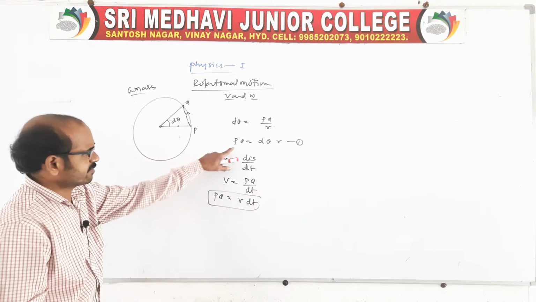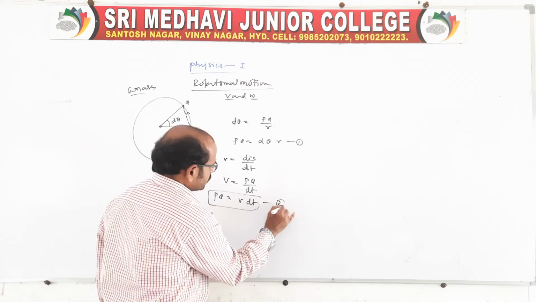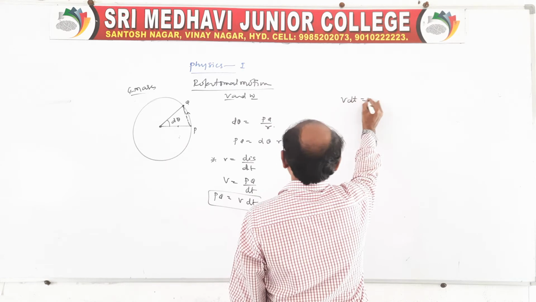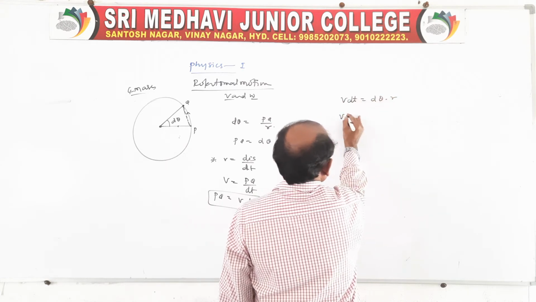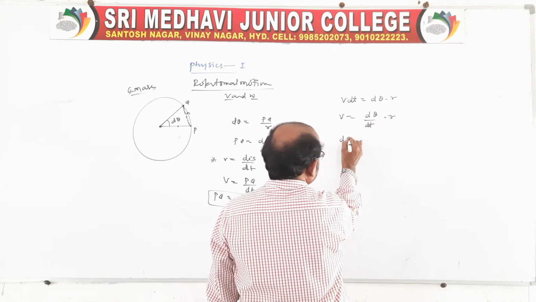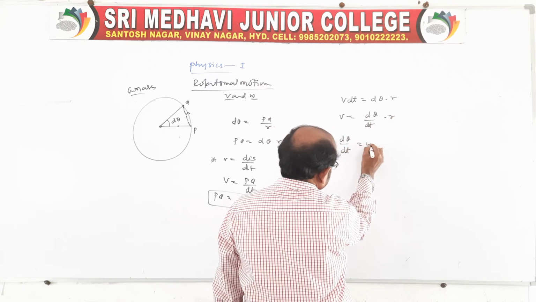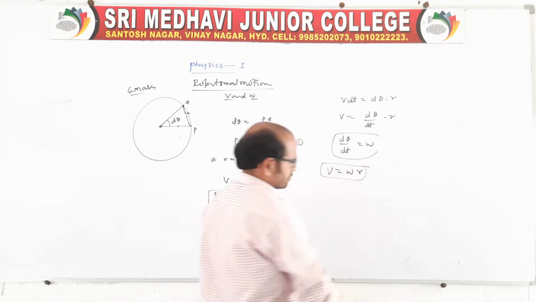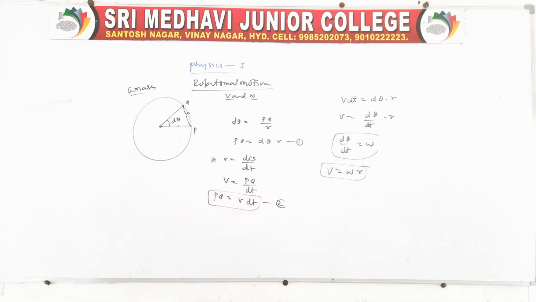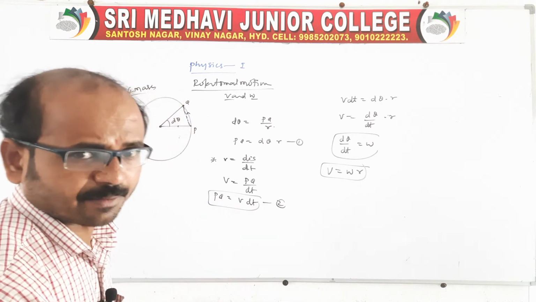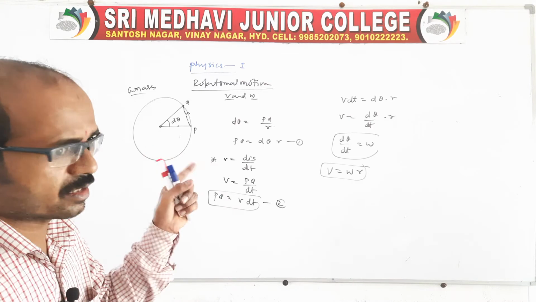Suppose you equate equations 2 and 1, so that v into dt is equal to d theta into r. So v is equal to d theta by dt into r. So d theta by dt is nothing but the angular velocity. So there is a relation v is equal to r omega, which is very, very important. On this basis we also did one problem in circular motion, in motion in a plane. That is what you refer to, all these questions.